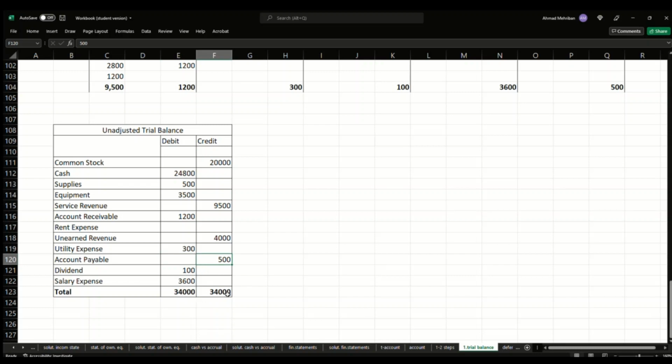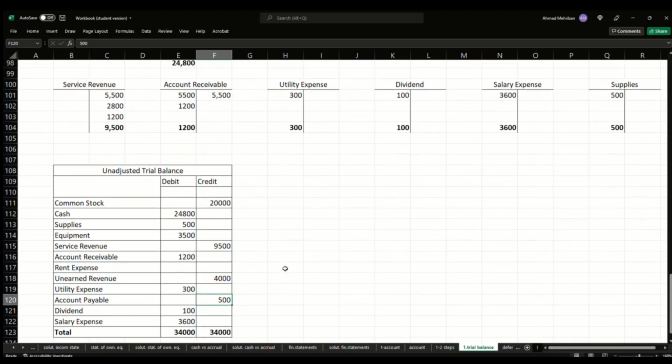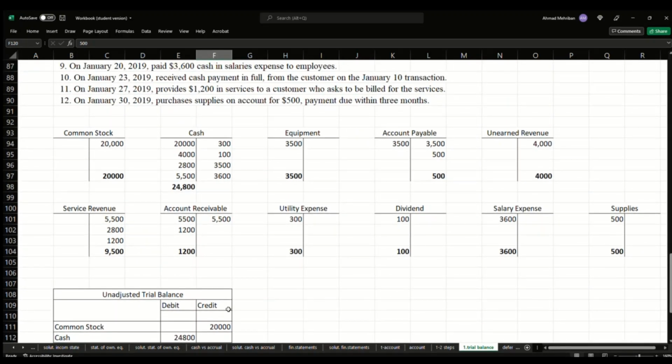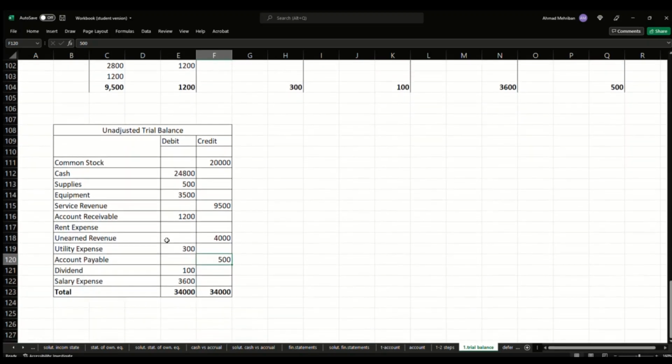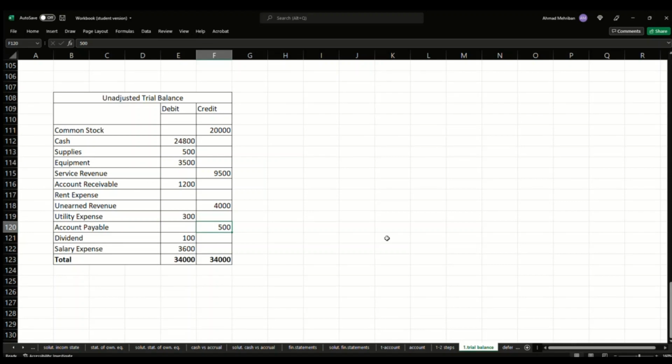It's 34,000 on each side. Again, very easy. Once you correctly finish journalization of all your entries, the unadjusted trial balance is very easy to come out correct. That's it. Let's just do the last exercise and that will be it.